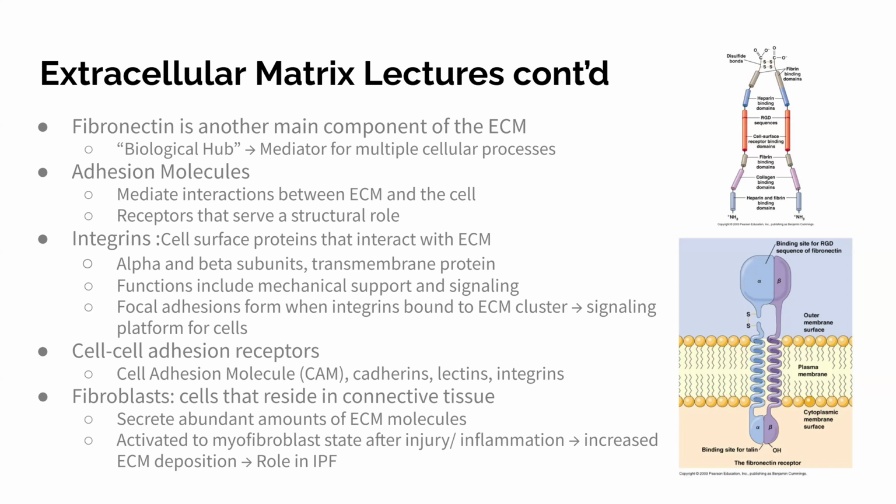And then lastly, we have the fibroblasts, and these are the cells that reside in the connective tissue, but they're also the cells that secrete the ECM components. And in the case of injury or inflammation, these fibroblasts are activated into myofibroblasts, and they'll go to the site of the injury, and then perform their ECM deposition. And these fibroblasts play a huge role in IPF, like we talked about in the lecture. So that would be really important to know.